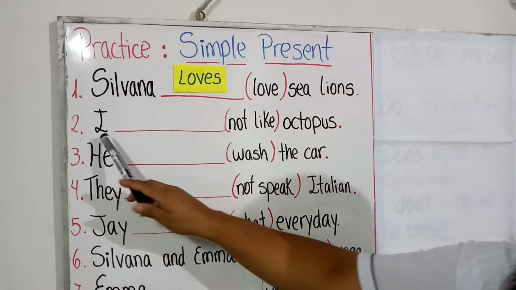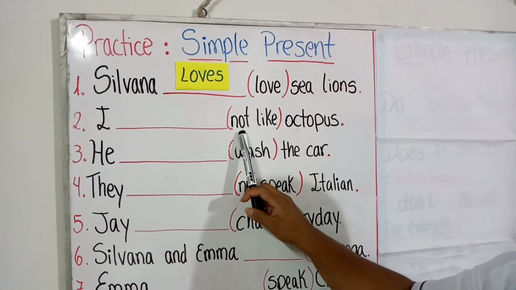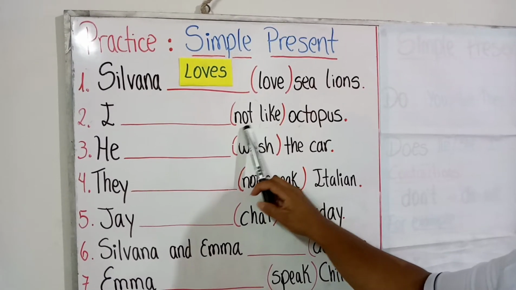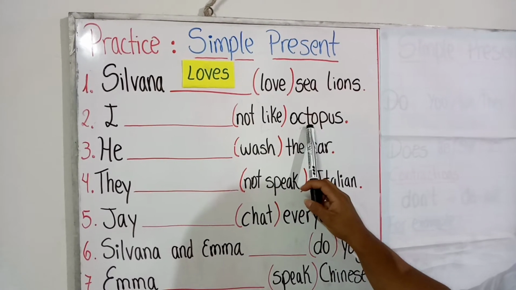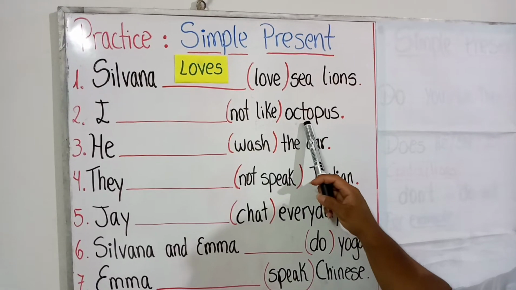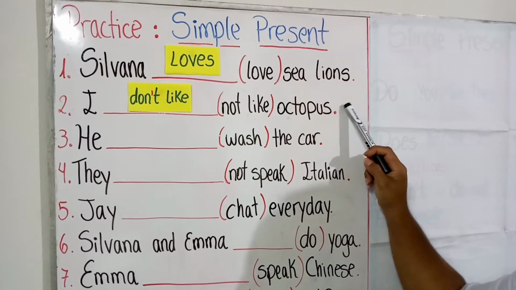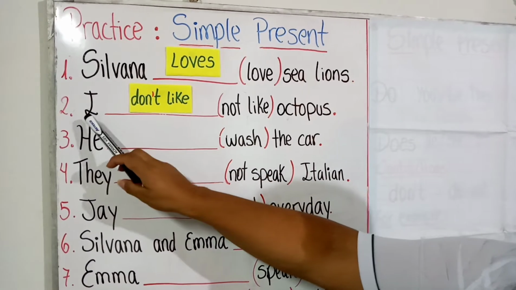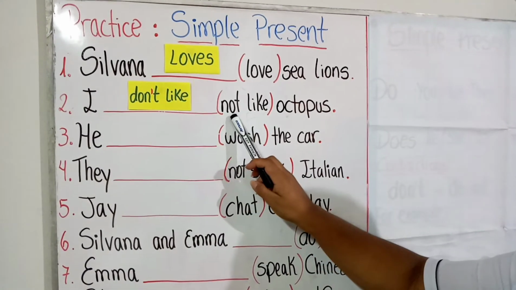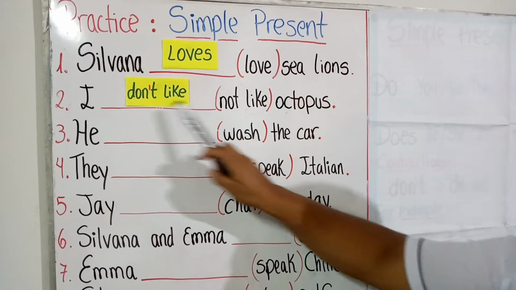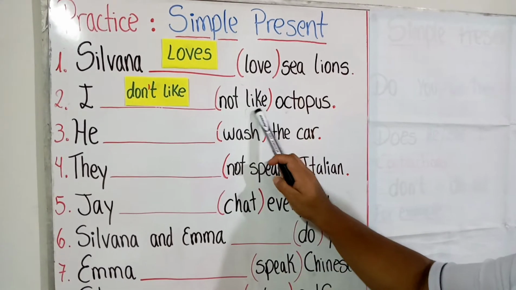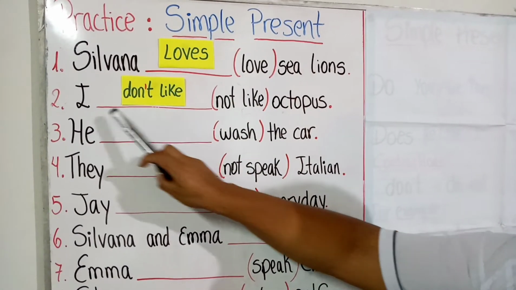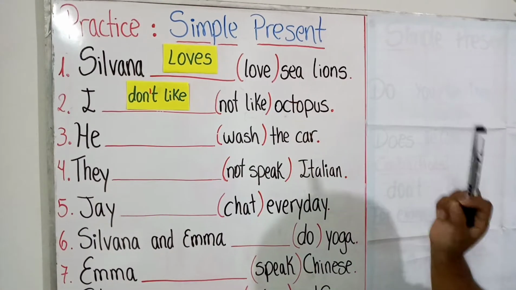Okay, in number 2 we have I. In this case, I have the negative, not like octopus. What do you think is the answer? Yes, the answer is don't like, because I'm talking about I and it's in the negative. I'm going to use don't and the same verb like. So the answer is I don't like octopus.